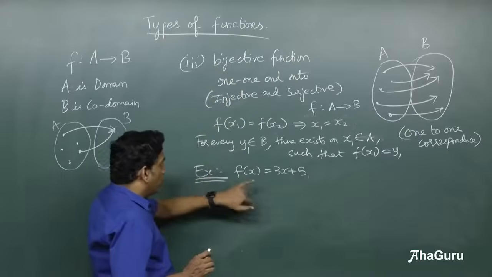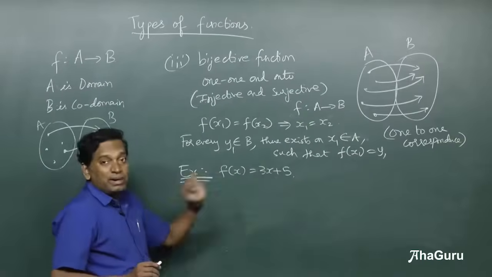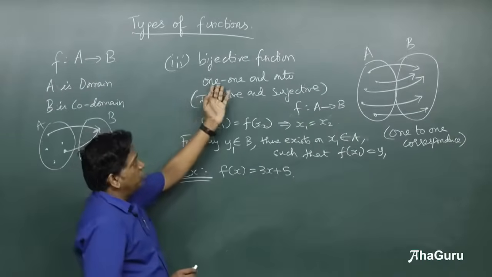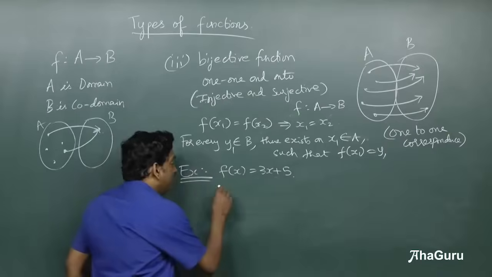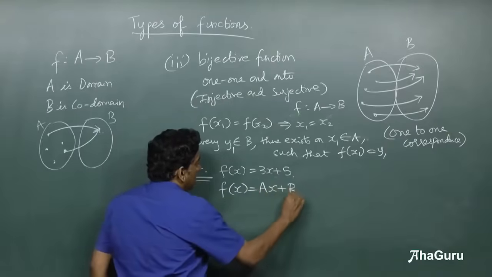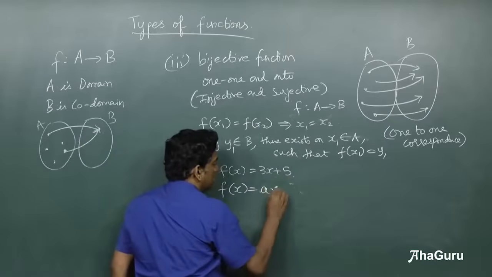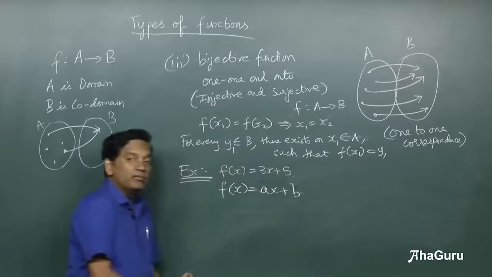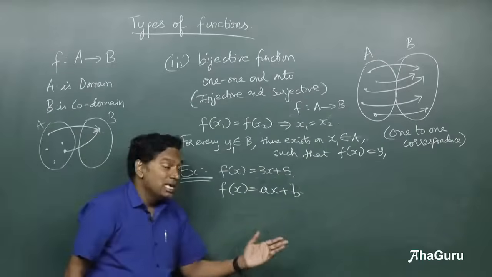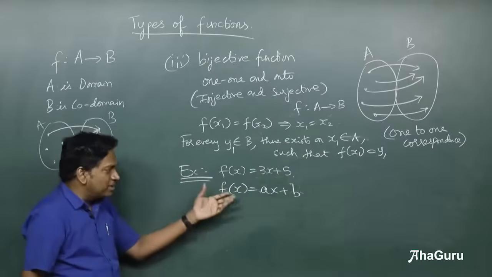Now, what we can find is that functions like f(x) = 3x + 5 are bijective functions, because we already found that they are both 1-1 and onto. In fact, we can do a more general f(x) = ax + b, where a and b are any real numbers, and that is a bijective function. We can also come up with other examples.